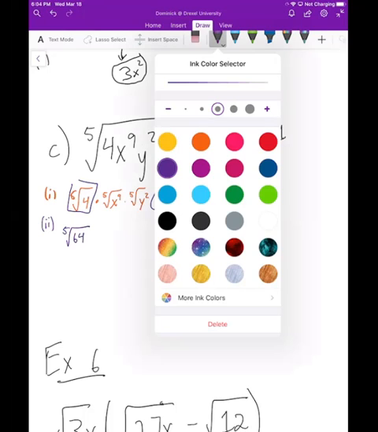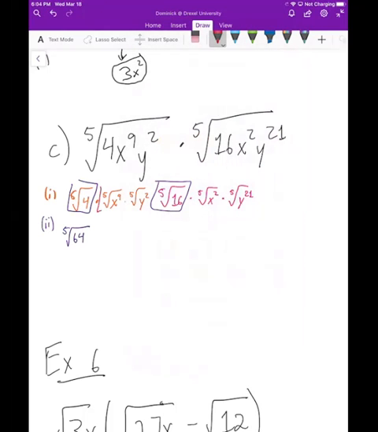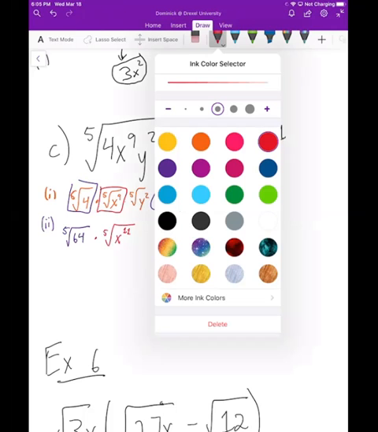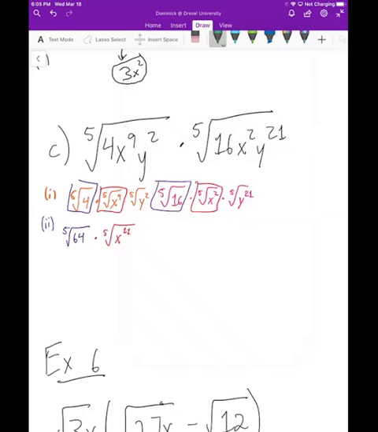If we look at our x terms, those colors look similar, but hopefully you get the idea. We have a fifth root of that will become 9, and 2 would give us x to the 11th. And let's see, sure, green. Fifth root of y squared, fifth root of y to the 21st. That gives us a fifth root of y to the 23rd. So now we just have to work on each of these.